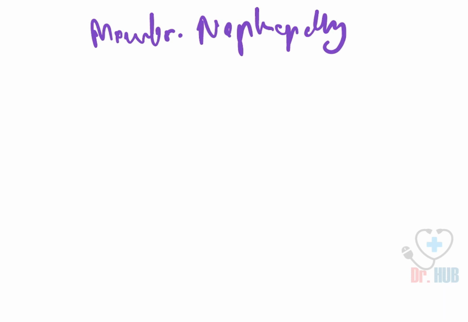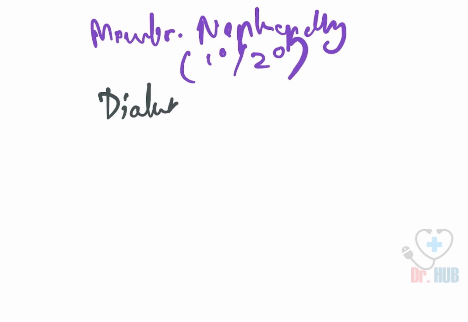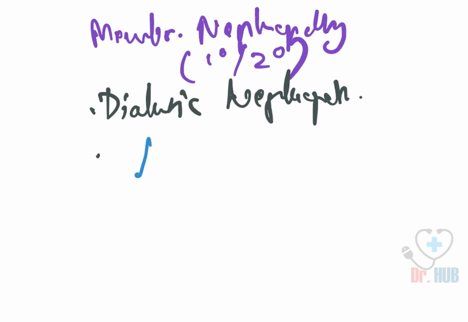Next, what are the associated glomerular pathology? It includes membranous nephropathy, that is again primary and secondary, and diabetic nephropathy, as well as amyloidosis.